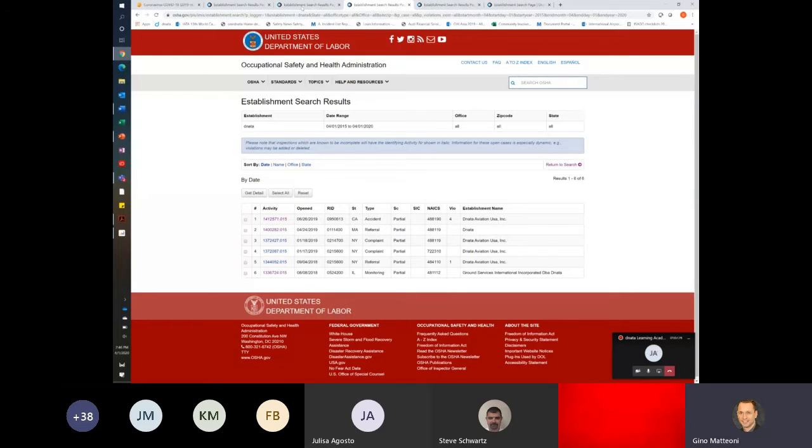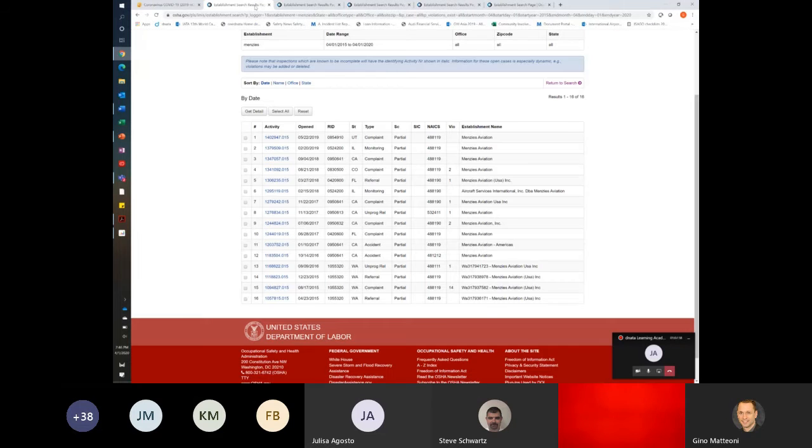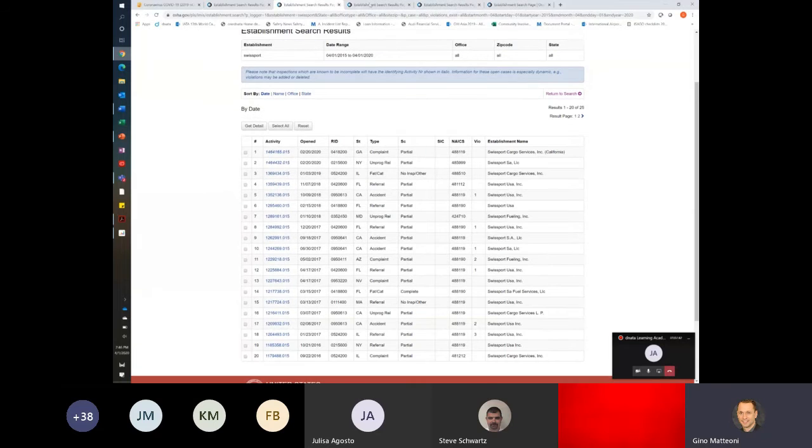And that's not unique to us. So just to be fair, here's Swissport, as well as Menzies. So these are a matter of public record.